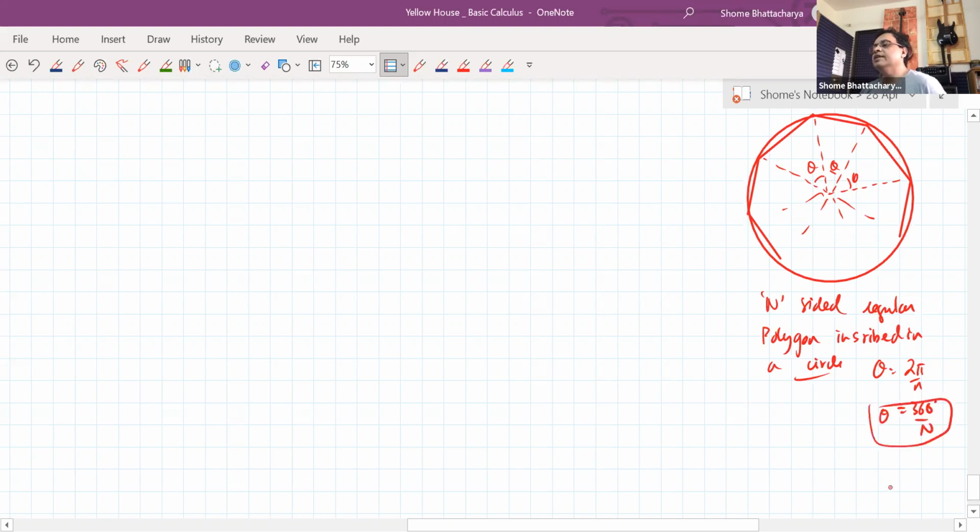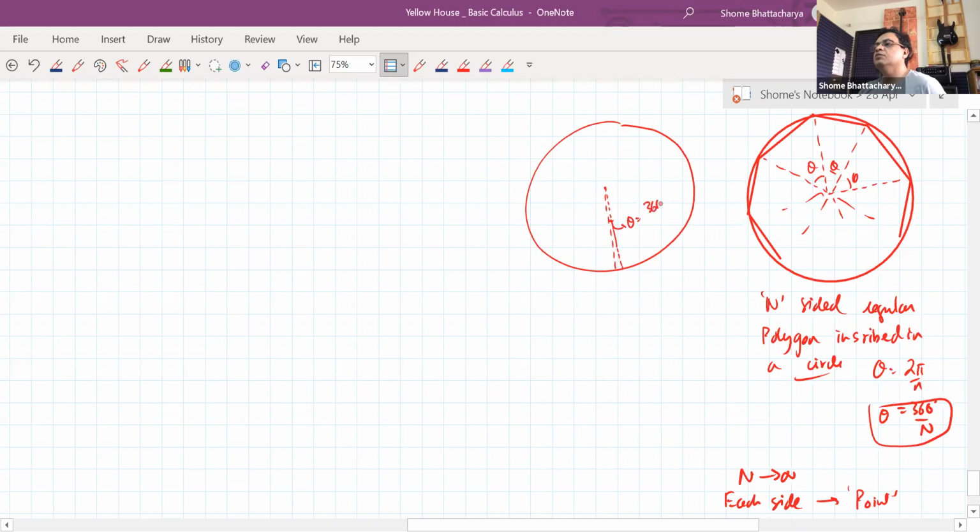Now what happens if n is tending to infinity? Then each side becomes almost a point, because the more the number of sides, the smaller the angle theta is. Theta will be 360 by n, but with n tending to infinity. So imagine a very large n, like 10,000 or 10 million. Then this becomes a point.